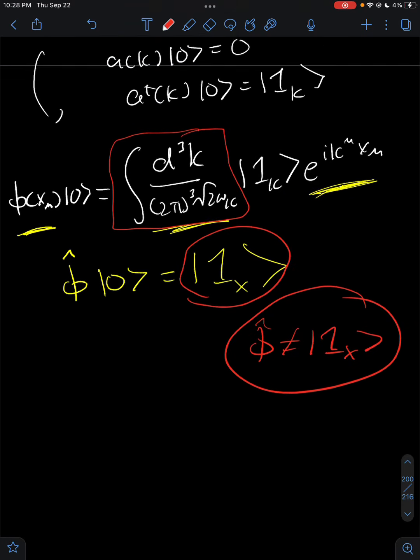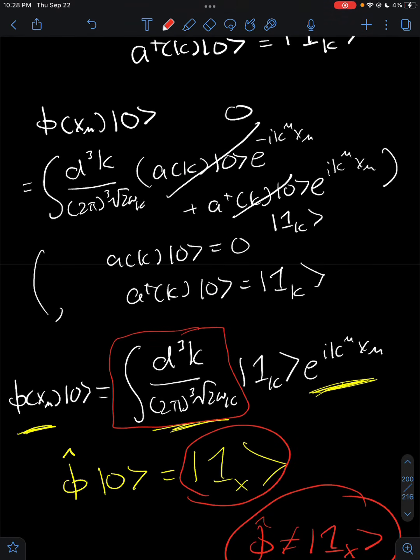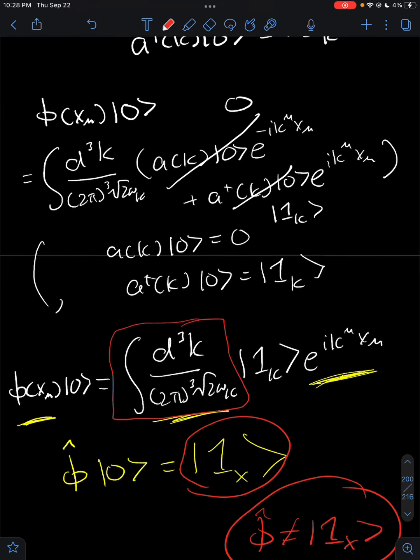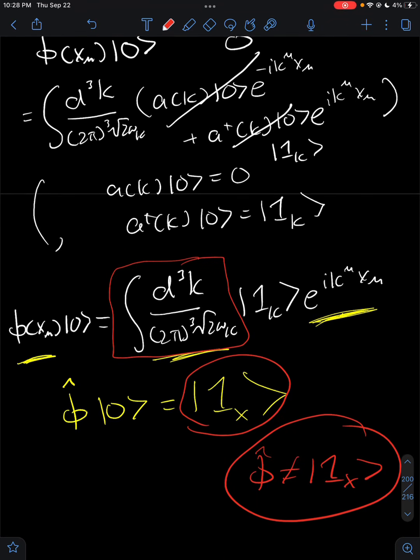In the next video, we will be going over the number operator. We'll also be going over some other things.